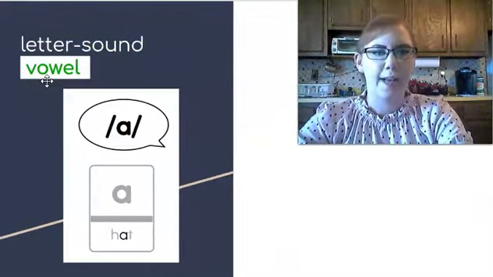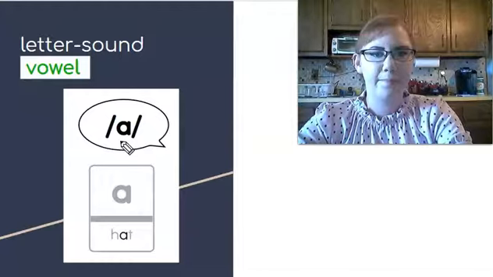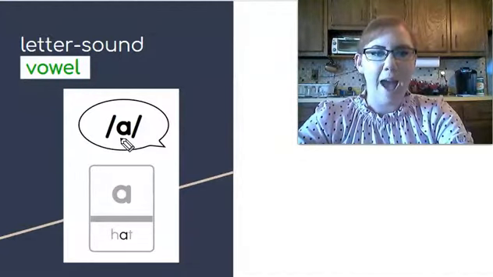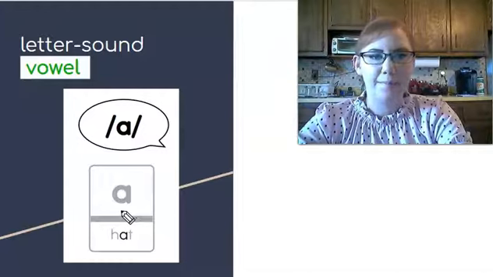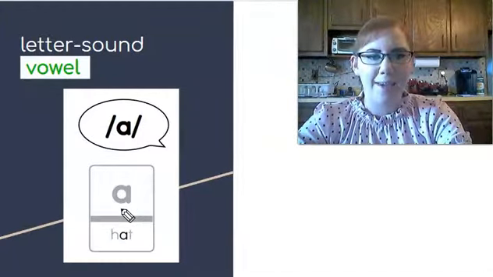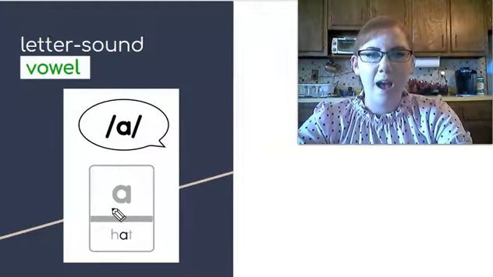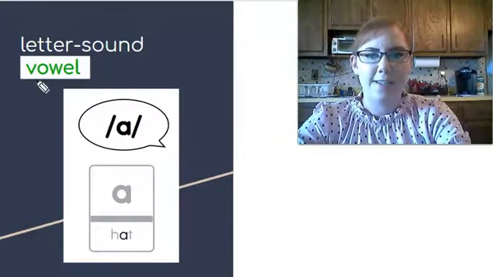Here's the first letter we're going to take a look at. What is this letter sound? Ah. This letter sound is ah. What is the name of this letter? This letter's name is A. We know that ah is a vowel because it's written in green right here to tell us.